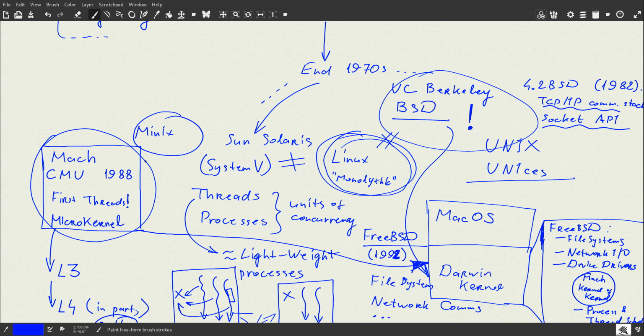Have you heard about Minix and why is it important? No, you haven't? Minix by Andrew Tanenbaum.